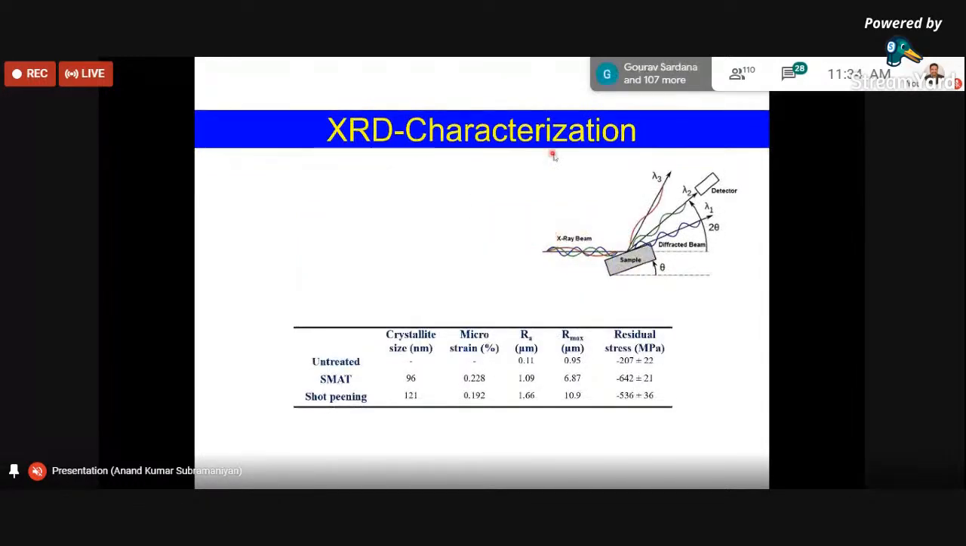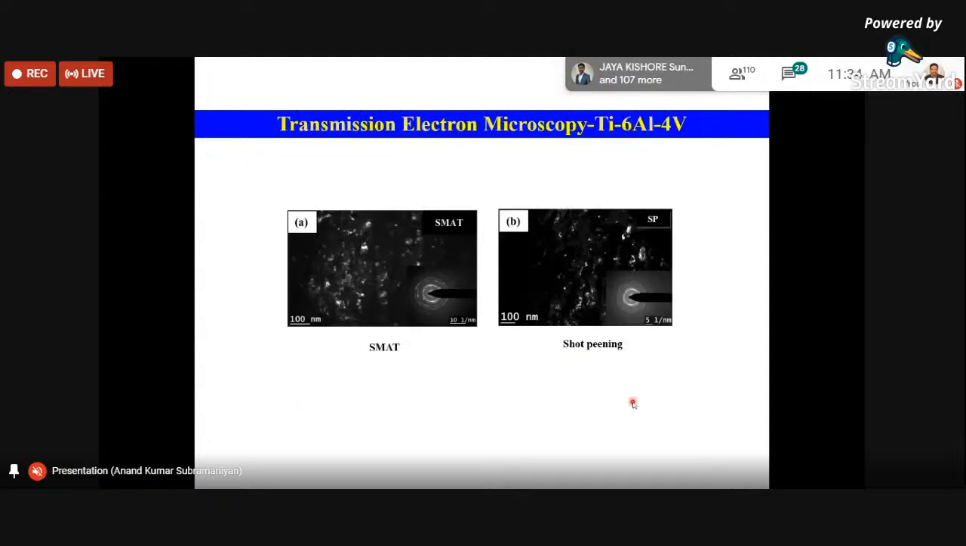And with respect to X-ray diffraction characterization, we can see that in the case of SMAT, smaller crystallite size and more microstrain are obtained compared to shot peening, and surface roughness is by and large high in both processes, but the compressive residual stress obtained would be high in the case of SMAT compared to the shot peening process. And in both processes, for titanium alloy, we can see that there is a nanostructured layer formation because of the severe plastic deformation which is taking place.